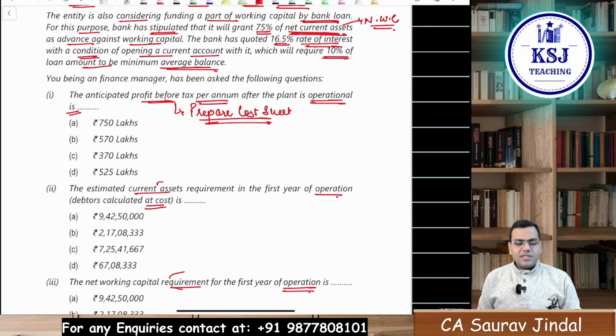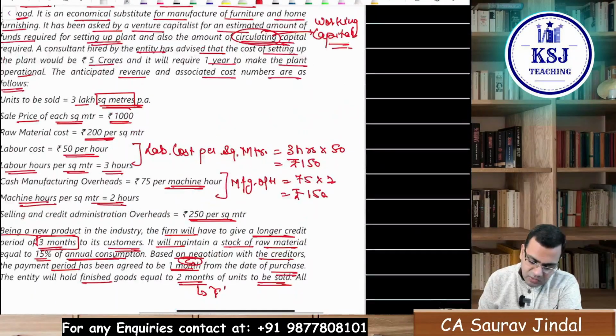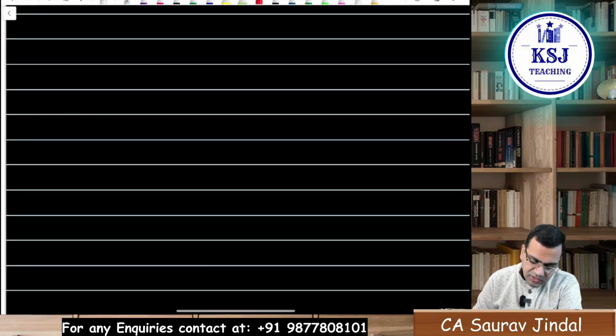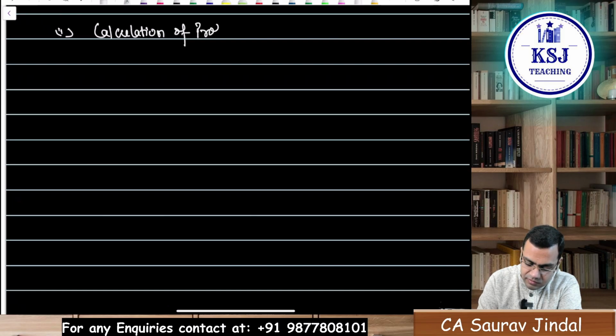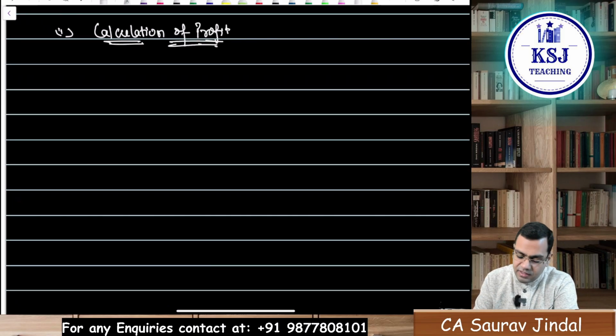Okay, now we'll start with the preparation of cost sheet. The first part is calculation of profit. So I'll start with the first part, that is the calculation of profit. Right, so this is our first part.